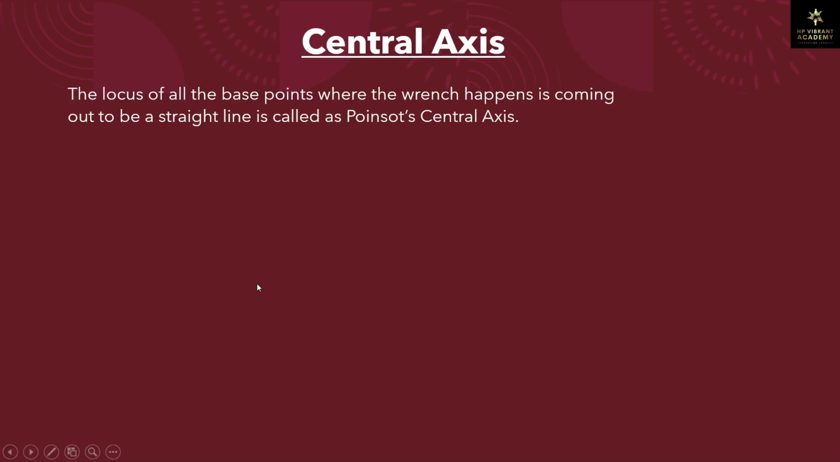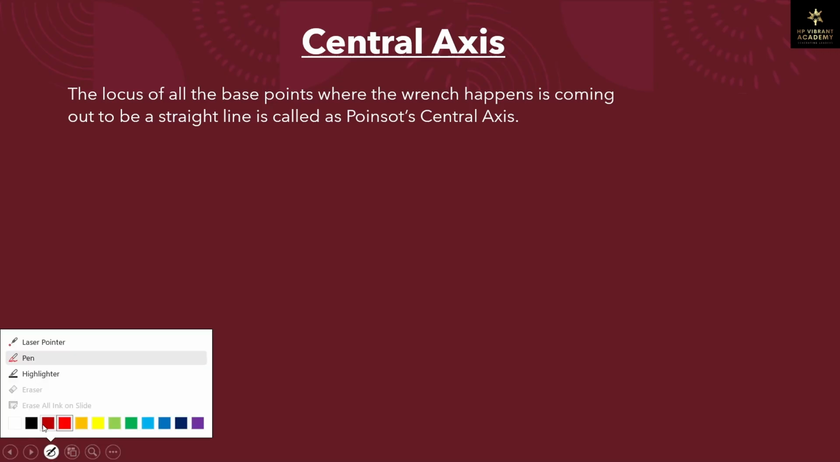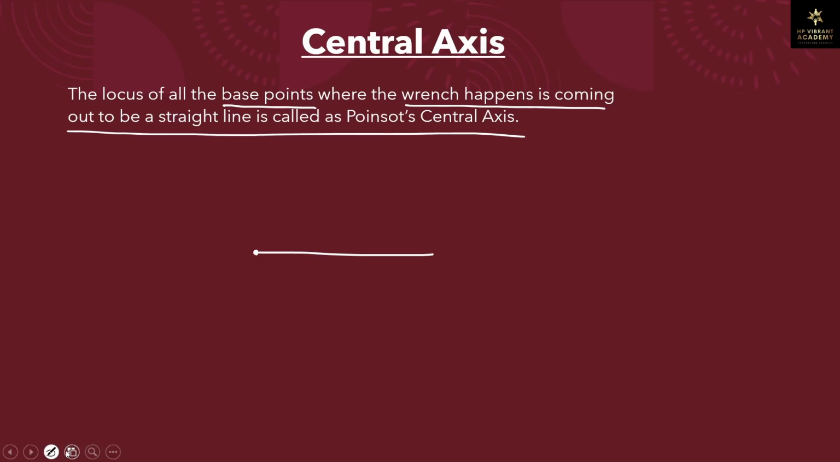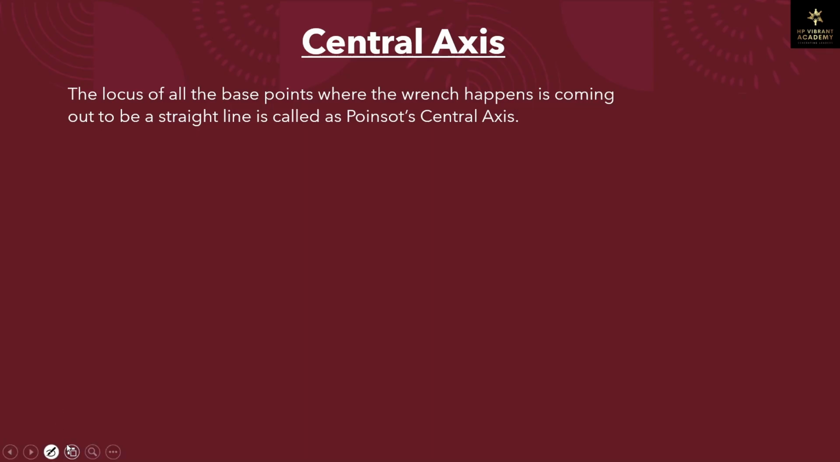So let us discuss the concept of central axis. The locus of all the base points where the wrench happens is coming out to be a straight line, and that central line is known as Poinsot central axis. Okay, so let us plot a central axis.